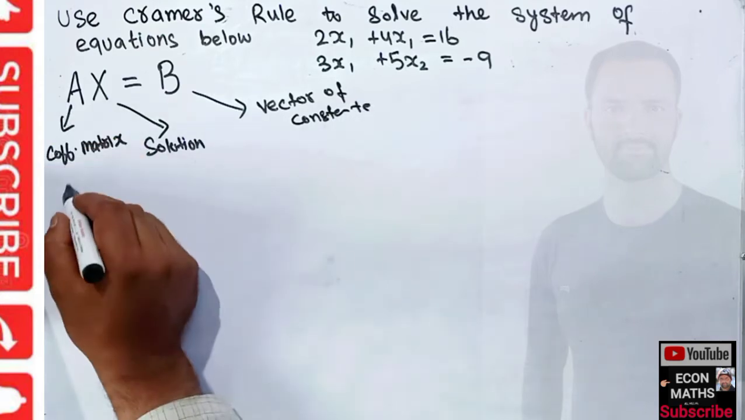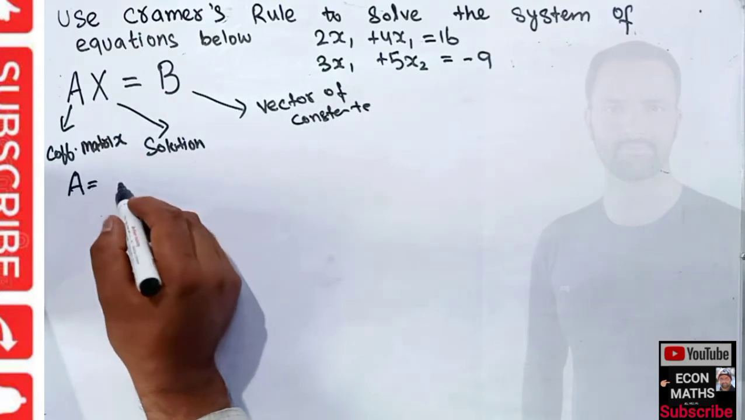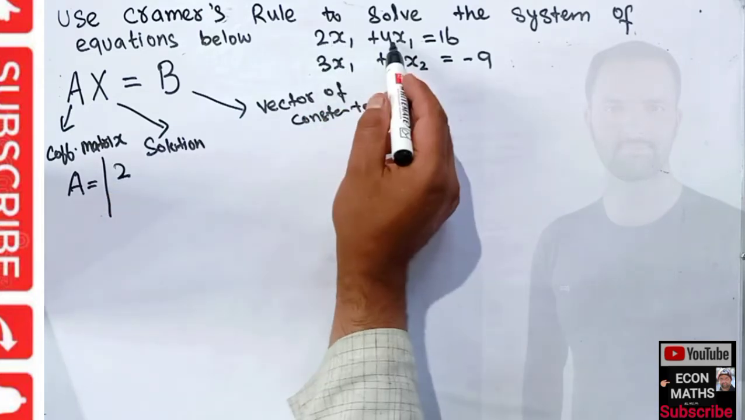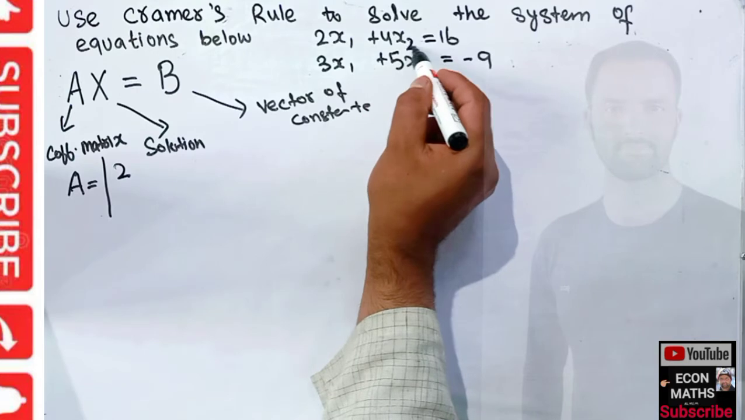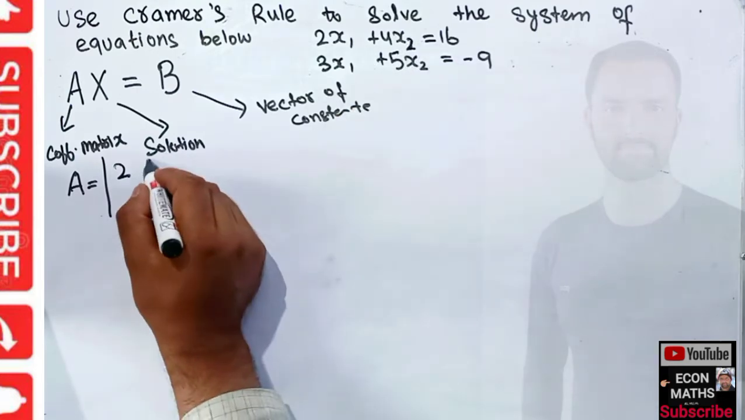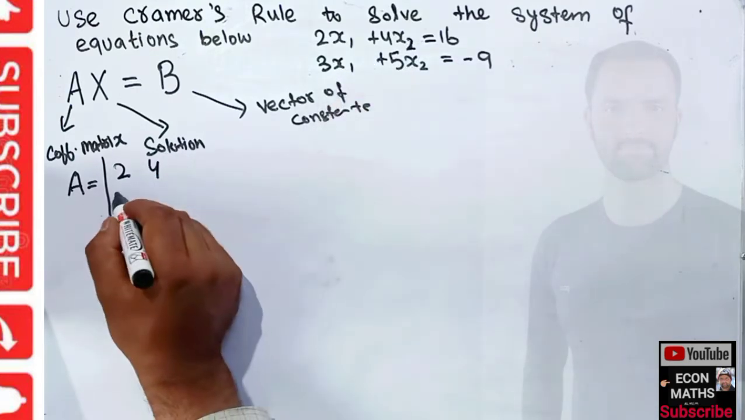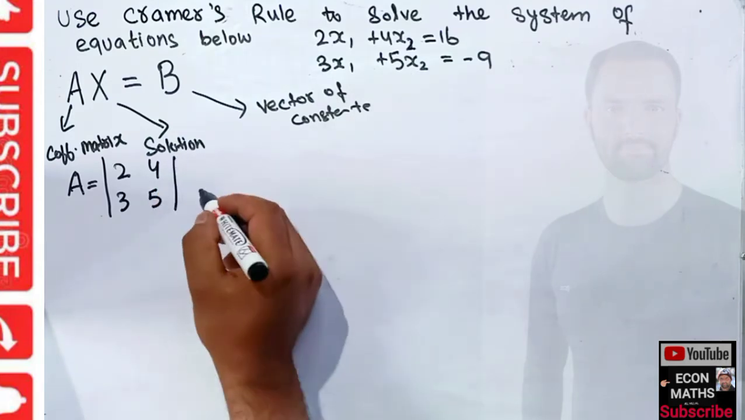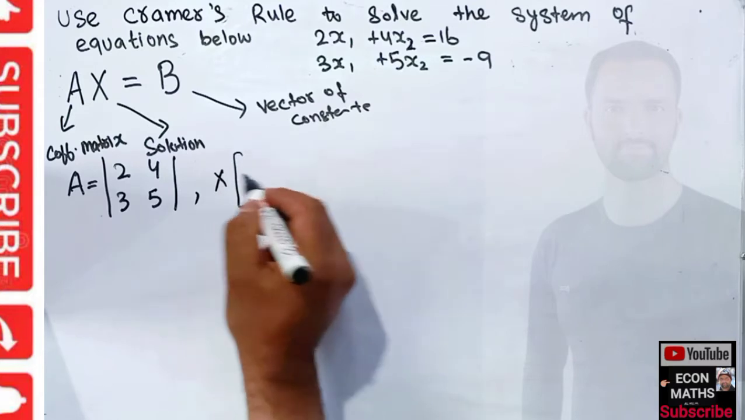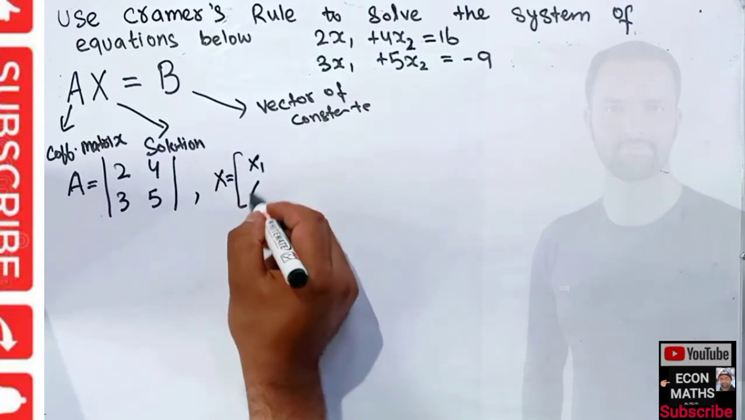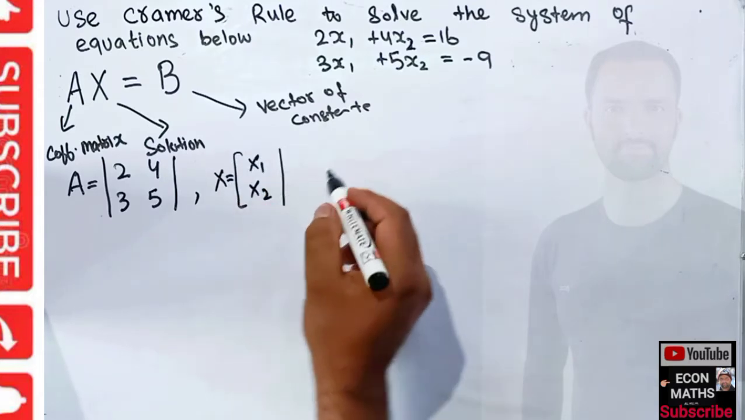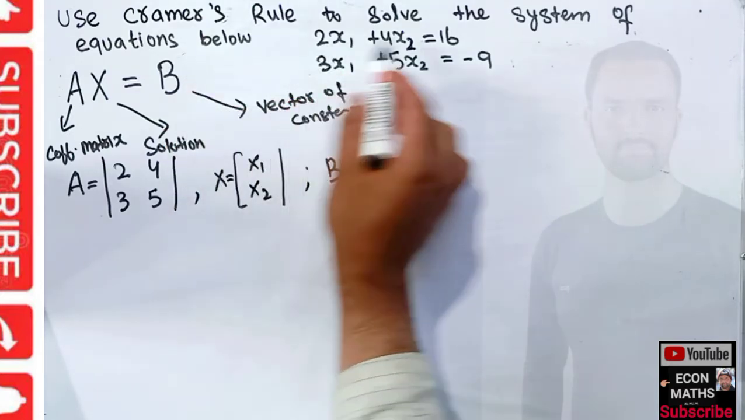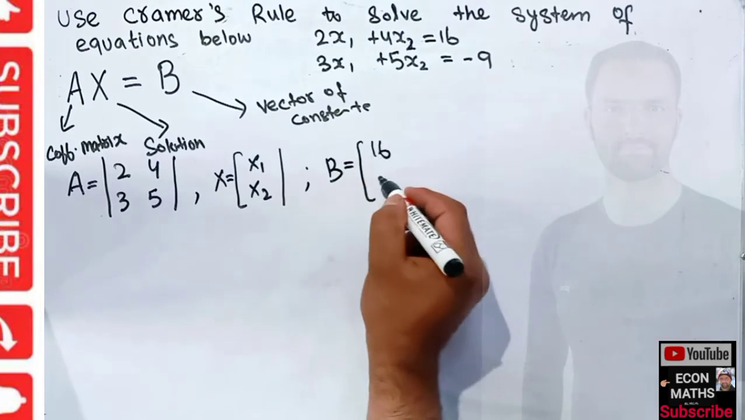So what is A? It is the coefficients of x1 and x2. Here the coefficient of x1 is 2, I will write here 2. Coefficient of x2 is 4, I will write here 4. Coefficient of x1 is 3. Coefficient of x2 is 5. This is our A. Our x would be equal to x1 and x2, which we have to find. And our B is the vector of constant terms, that is 16 and minus 9.